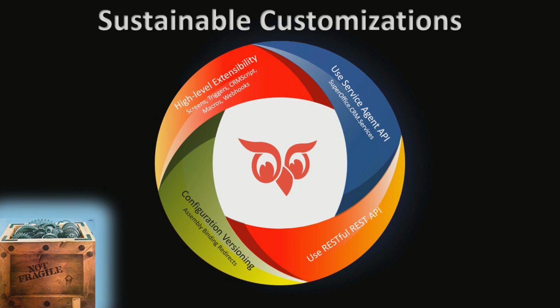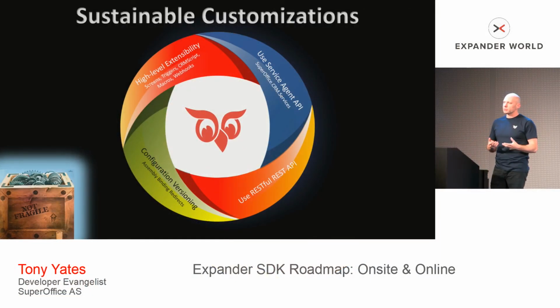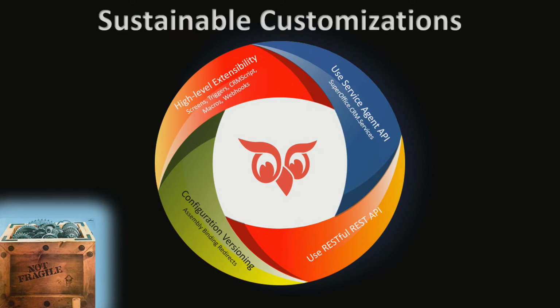And configuration versioning. If you're going to be doing integrations at the lower level, get familiar with doing assembly bindings so that you can deploy your assemblies compiled with older versions of SuperOffice and have it seamlessly work inside newer versions of SuperOffice. This is the not fragile approach. This is the rock solid approach.